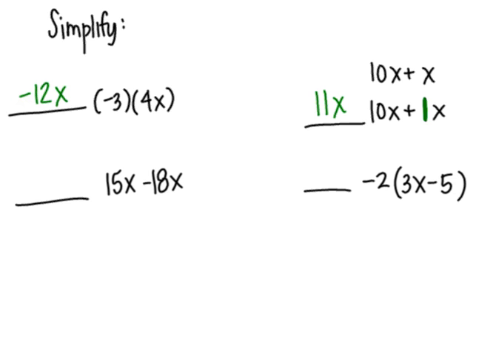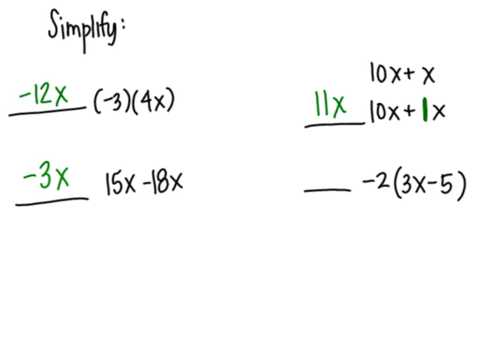Our next problem is 15x minus 8x. These are your adding and subtracting rules back from earlier sections. We have different signs, so different signs tell me to subtract and take the sign of the larger, which would make this a negative 3x.